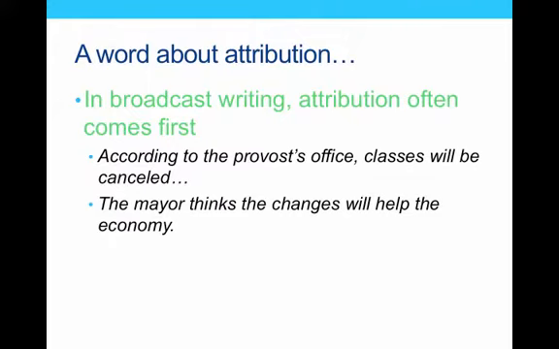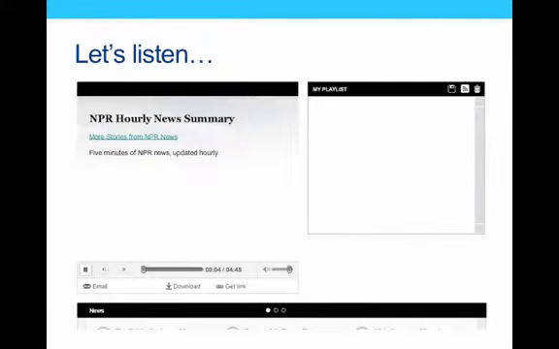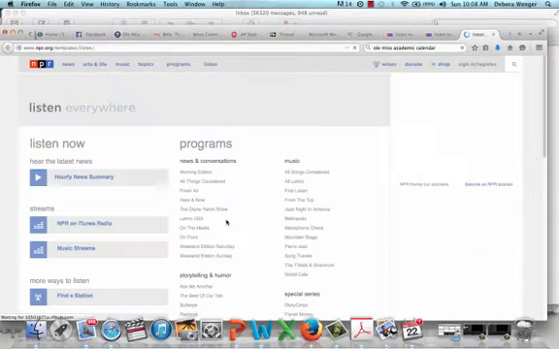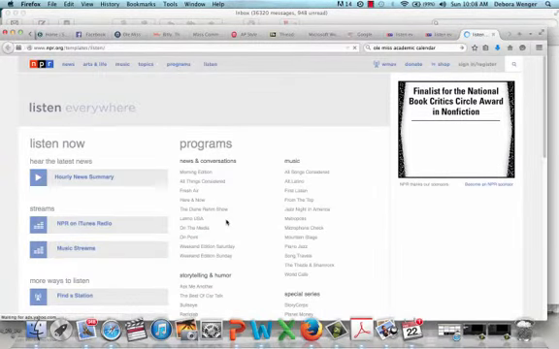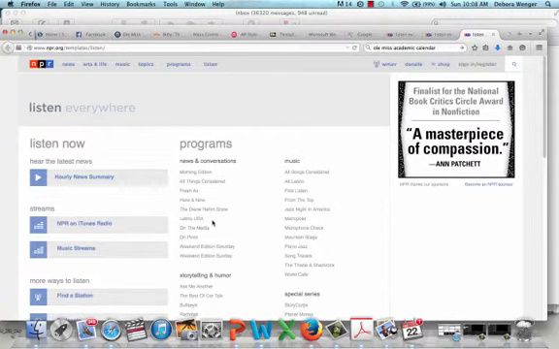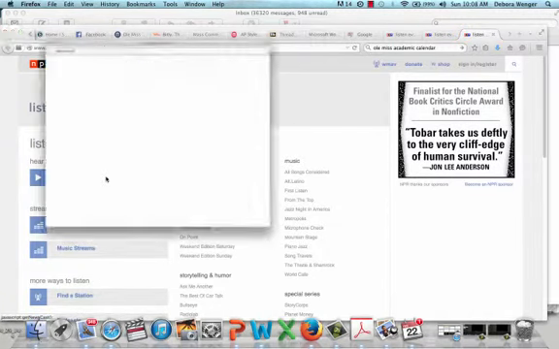The reason why you put attribution first is it helps the broadcast audience understand the source of the information before they hear the information. So it helps them kind of vet the credibility of what you are reporting. So one thing I would suggest that you do is to start to listen to broadcast news in a different way. And we're going to click here on NPR's hourly news summary and listen for just a little bit for some of the characteristics that we've just been talking about.